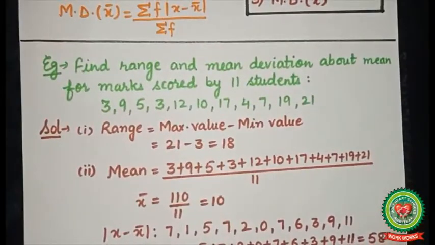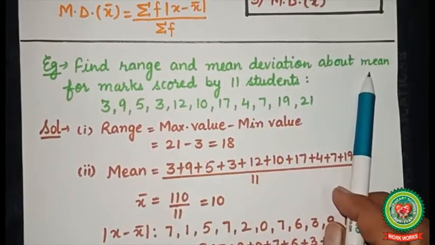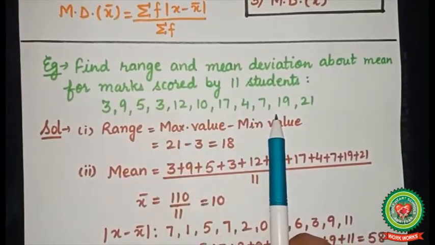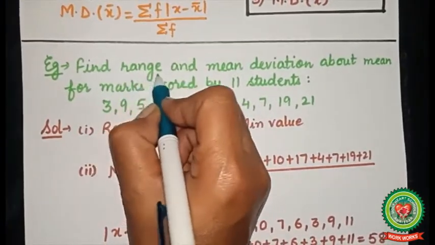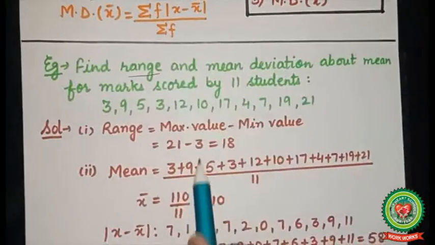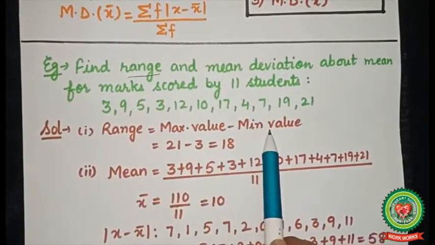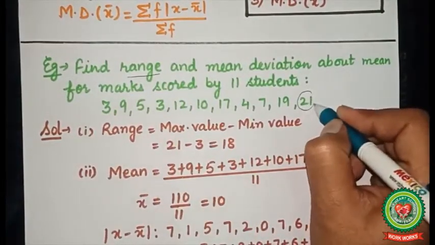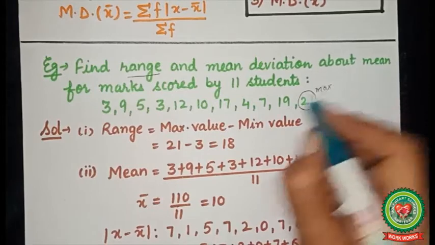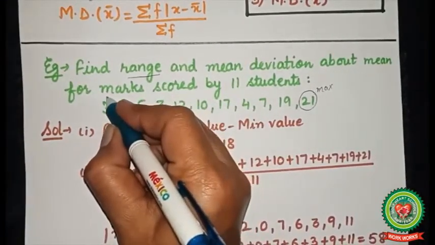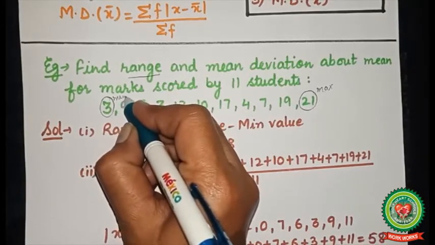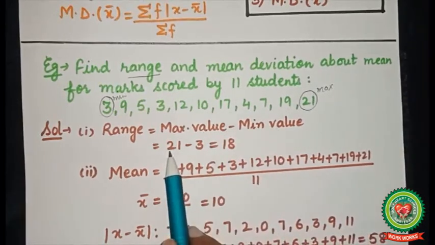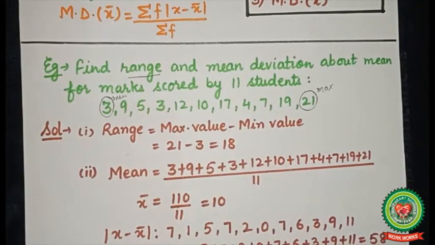Find the range and mean deviation about mean for the marks scored by 11 students. Here marks are given. Firstly, we have to find the range. Now, range is equal to maximum value minus minimum value. So, from here we can find that maximum value is 21 and minimum value is 3. So, range is maximum value minus minimum value. Put the values. So, 21 minus 3 is equal to 18.